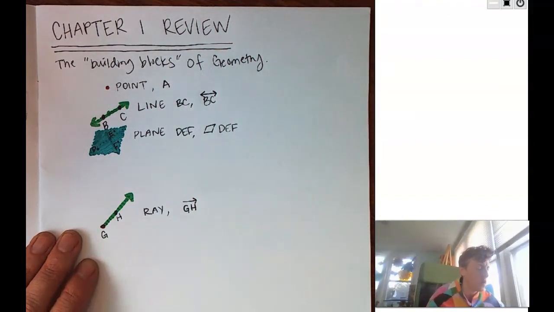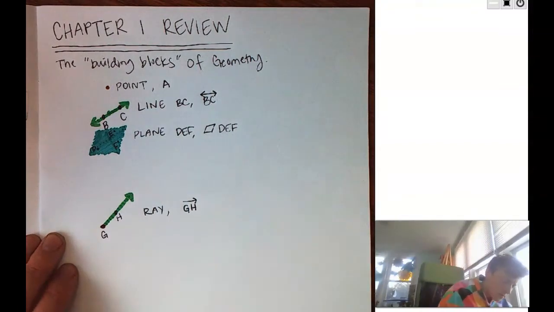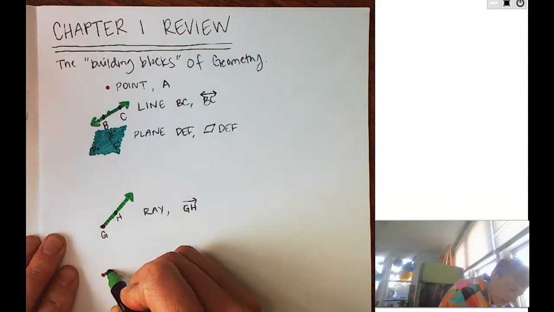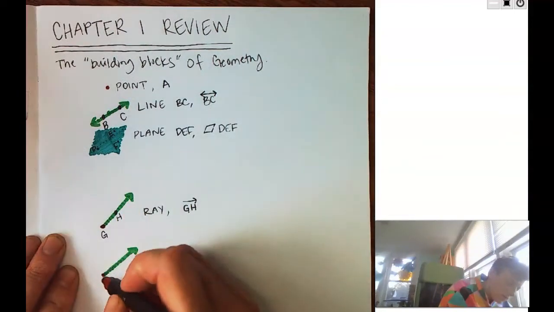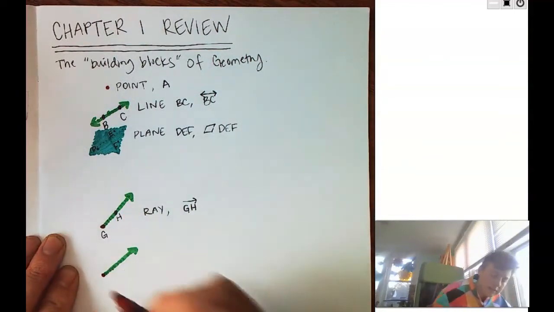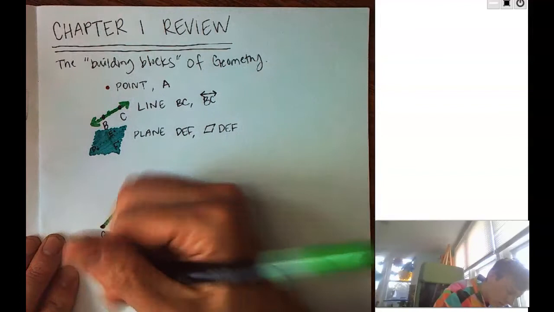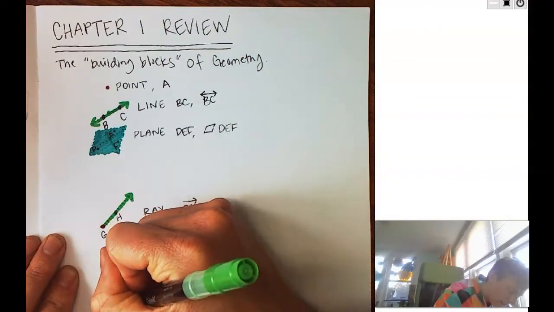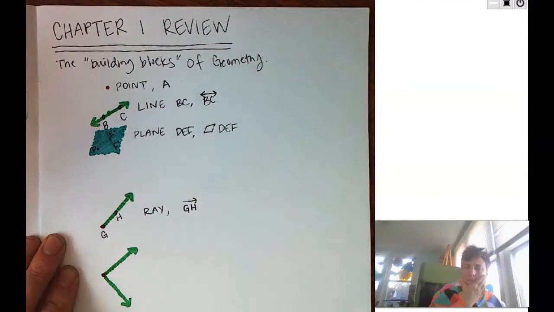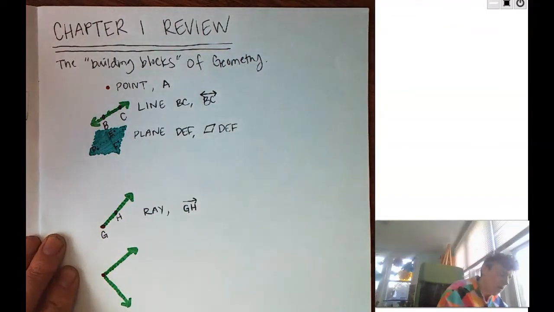Cool. What if we combine 2 rays together? So we've got a point, and then half of a line, and then, you know what, let's just reuse that same initial point and put another ray on there. What do we make? We make an angle. Oh yeah.